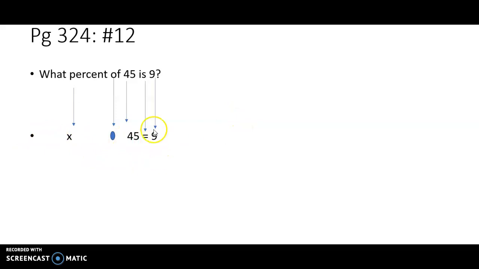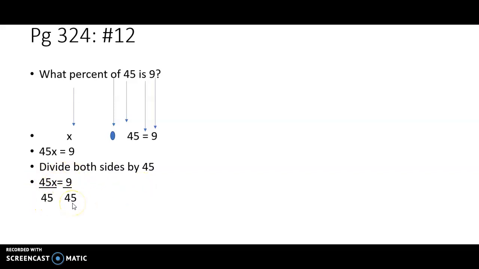So in this step here, we have translated our words into mathematical symbols. Now we want to clean it up and make it look algebraic. So x times 45, the algebraic way to write that is 45x. And then we set that equal to 9. So now this looks just like a one-step equation that we've been learning throughout the year. Okay? From here, you're going to divide both sides by 45. So that's what this equation is going to look like when we divide both sides by 45.